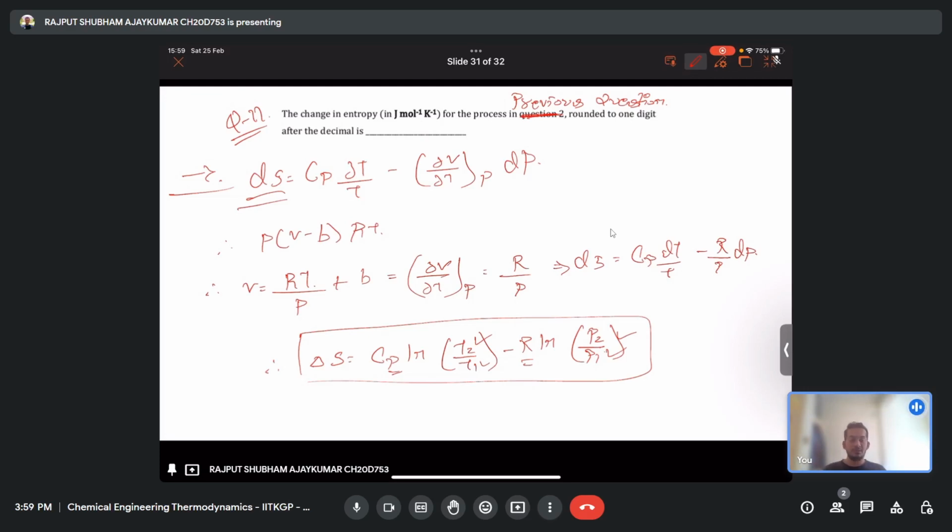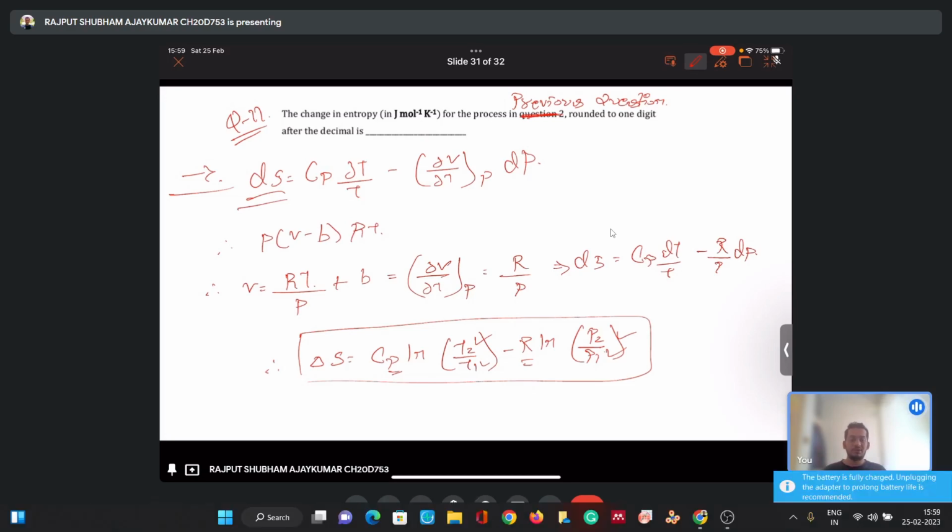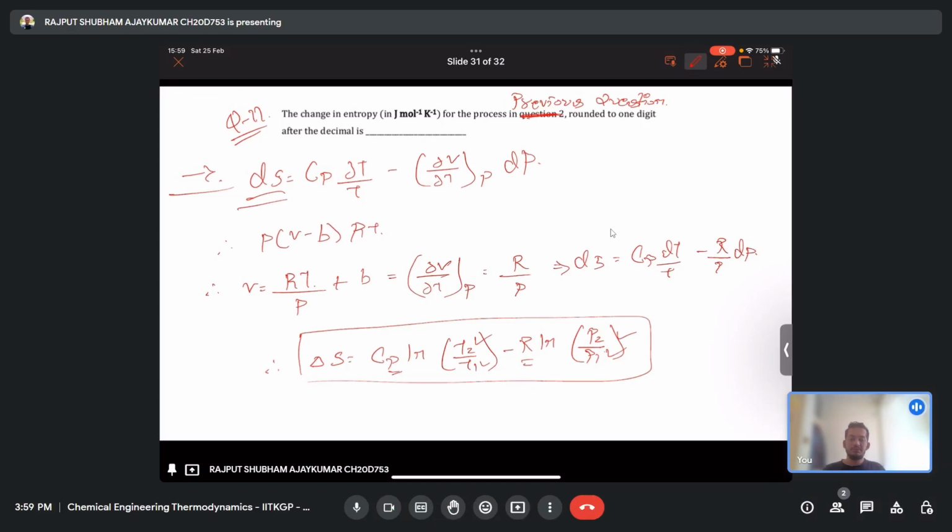Then you have to know what assumptions have been made for solving those equations. Okay, so this is what I have for today.